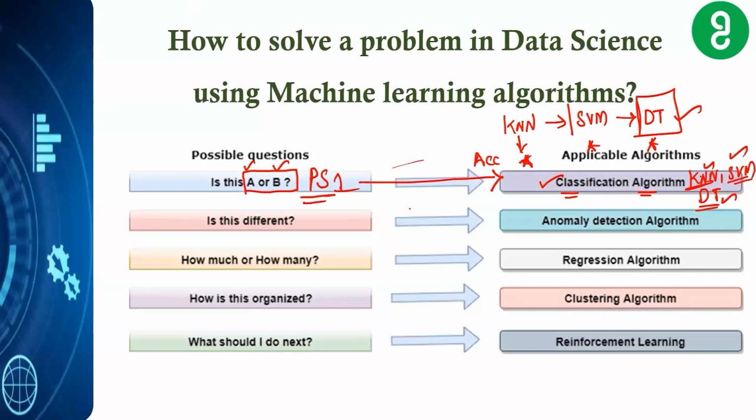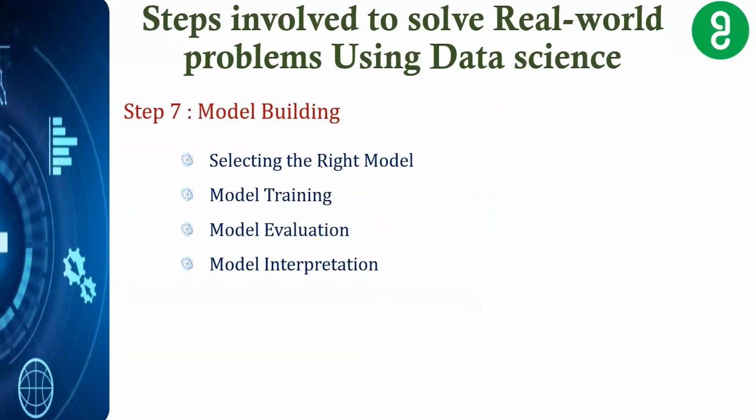It is not necessary that your decision tree will always provide the highest accuracy for all such problem statements. Again, it depends on your problem statement and domain as well as the problem requirement. Okay, clear? That is what we discussed here. Selection of the right model is very, very important. So you have to train your model with all such algorithms and evaluate your model, and then model interpretation is very, very important.